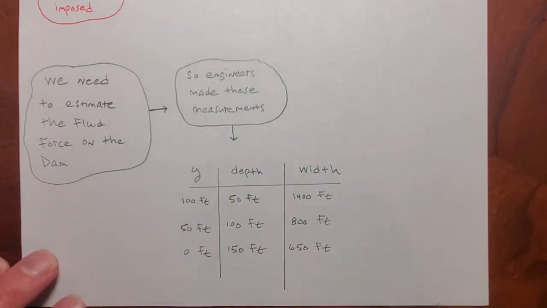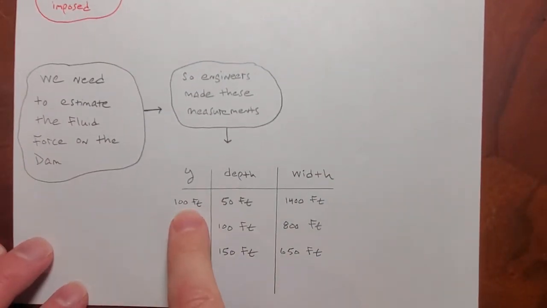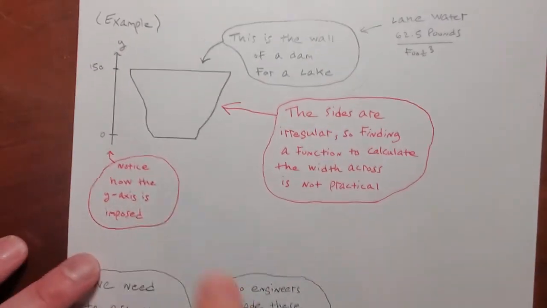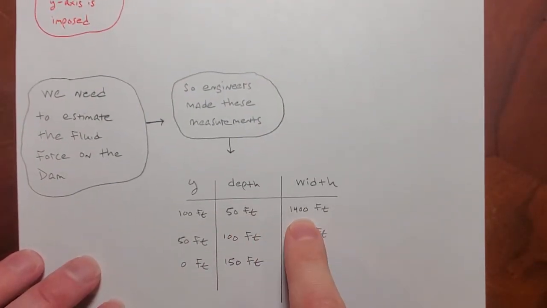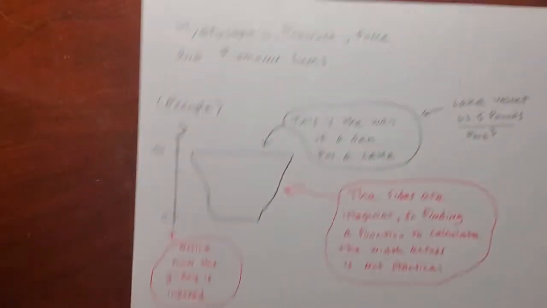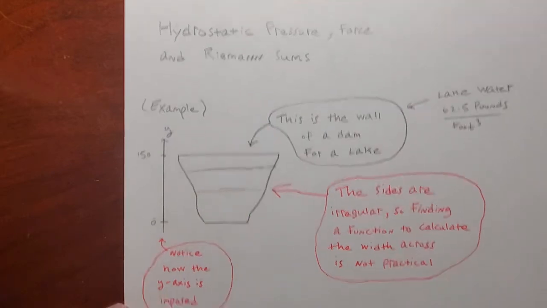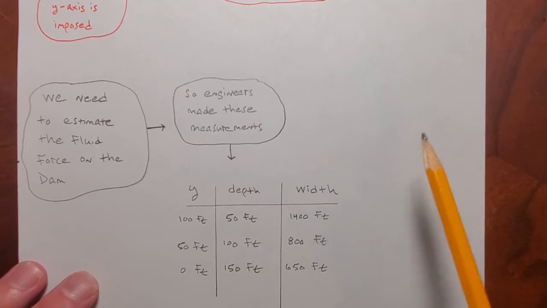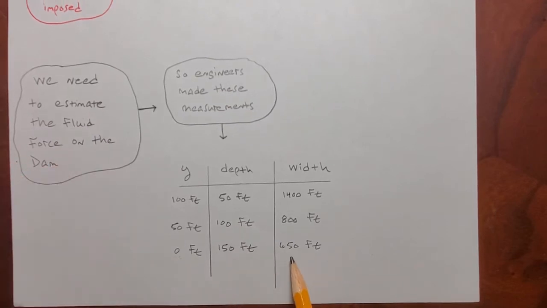Maybe some engineers go out to the dam and they say, well, with respect to this being the y-axis, at position 100 feet, the depth is 50 feet. Let's say the water goes all the way to the top, so at 100 feet, that's 50 feet below. And then the width is measured to be 1,400 feet. At position y is 50, the depth is 100 feet, but the width is 800 feet. So we measure 1,400 feet across and then 800 feet across. They're just measurements so far. And when y is 0, at the very bottom of the dam, let's say the engineers measure it to be 650 feet across. So these are just measurements.